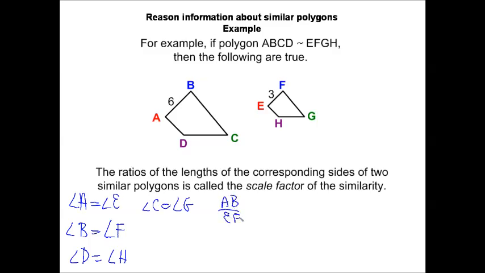Are in a ratio of 6:3. Every other set of sides is going to be in that same ratio, so that will be equal to BC over FG, which will be equal to CD over GH, which will be equal to DA over HE. And if you look at that, 6/3 reduces to 2/1. So whatever these numbers are, they would all reduce to 2/1. So like this maybe was like 10/5 or something like that.